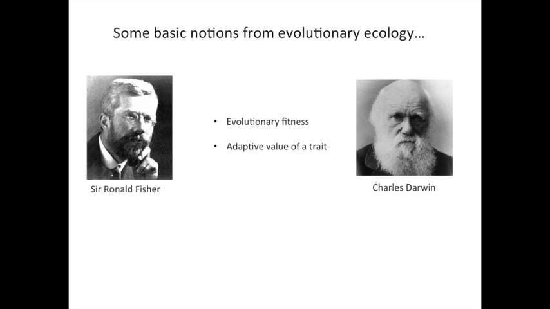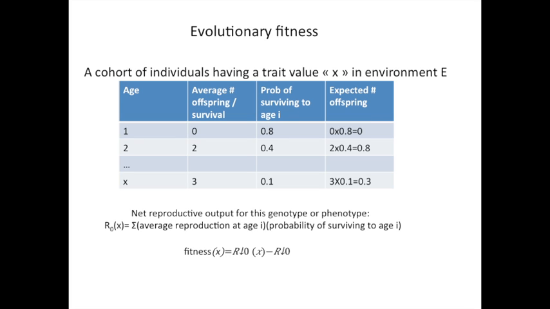The two important people are Charles Darwin, who gave the intuitive ideas, and Sir Ronald Fisher, who quantified this in terms of the mathematics. The idea of evolutionary fitness is actually very simple. If you take a set of organisms who express the same value of a trait or a set of traits, you can do an age structure. For each age, what's the probability of surviving to that age? And given that it's surviving, what is the average number of offspring that an individual will produce? You sum over the lifespan, and this gives you the net reproductive output for this genotype. So for this trait value in this environment, these are the average number of offspring that an organism would produce.